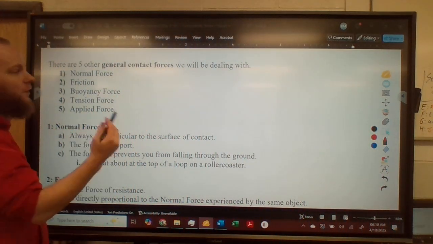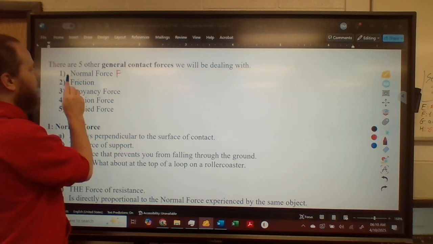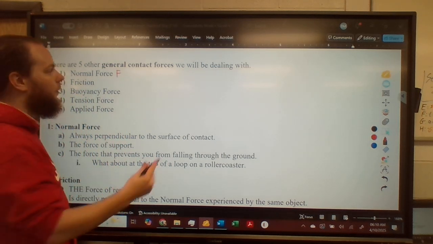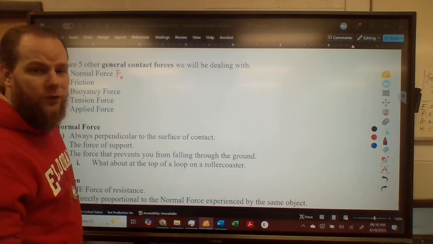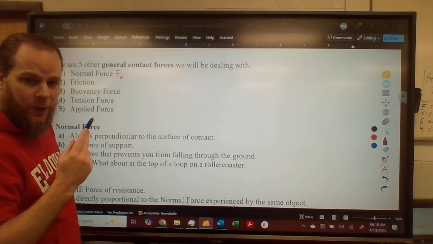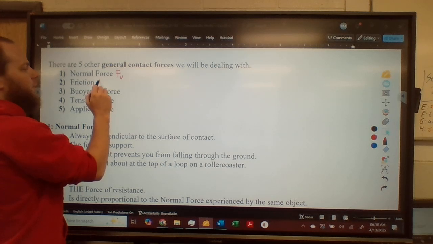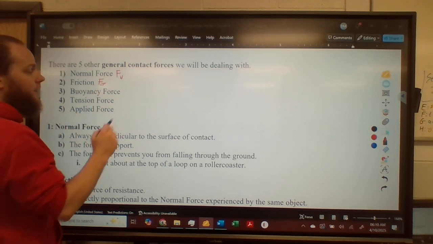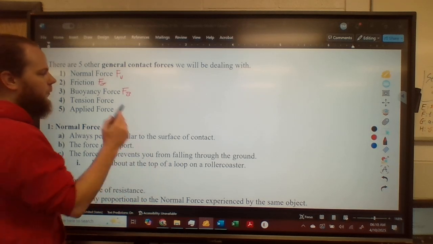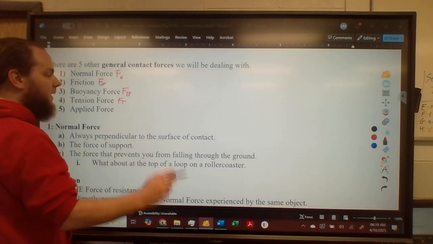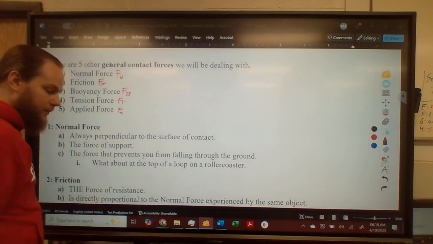So, normal force is a force, so we start with an F, and then we put a subscript of the first letter of the name of the kind of force. So, for us, it's going to be an N. Now, generally, we use capital letters for all of these, with the exception being applied force and friction. So the frictional force is F sub F. Buoyancy force is F sub B. Tension force is F sub T. And applied force is F sub A.